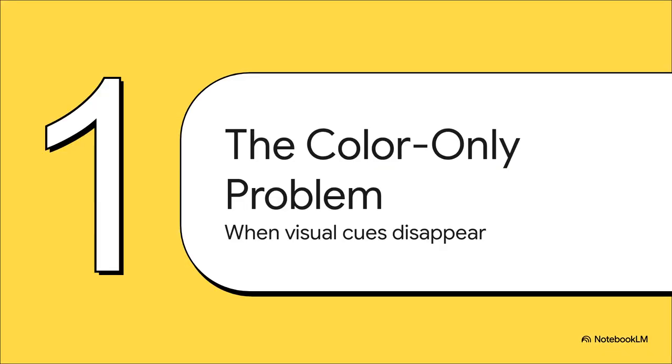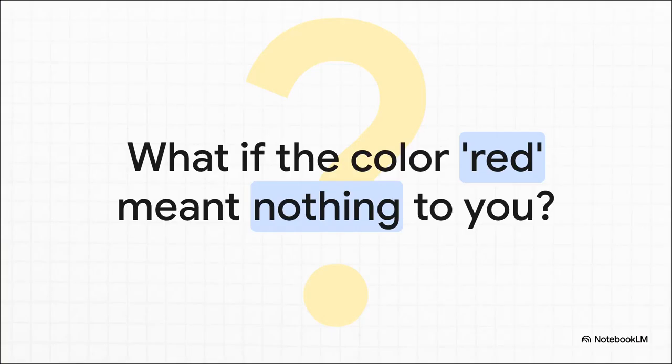All right, let's jump right in with our first section, the color-only problem. This is all about what happens when those visual cues we all take for granted just vanish. Seriously, just think about that for a second. We rely so much on color to communicate, don't we? Red means stop or error. Green means go or success. But what if that signal just wasn't there for you? How would you even begin to navigate a site?